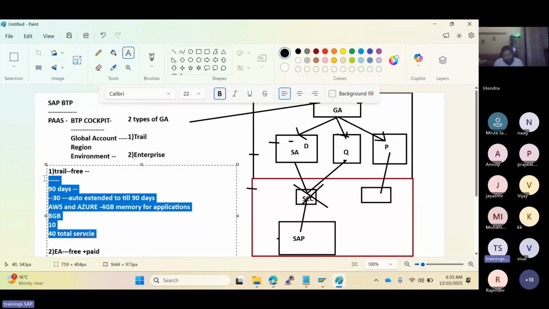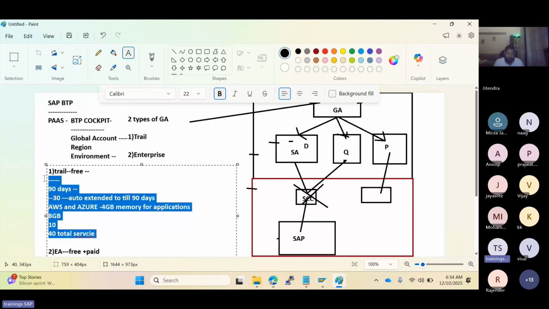We can use the trial accounts here. In the trial accounts, there are a limited number of free services available, a limited number of GB for memory, and the services and validity are limited for these trial accounts, right? So that is the main global account here. It's the root, your BTP container, it's the root here, right?